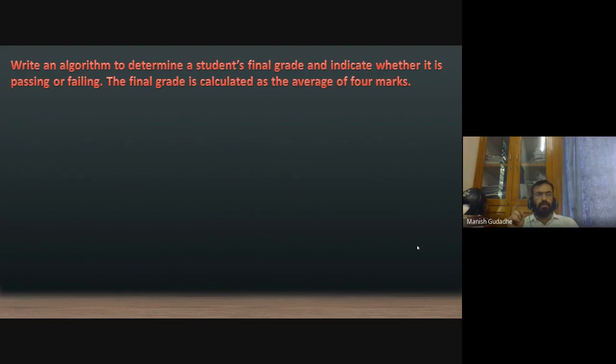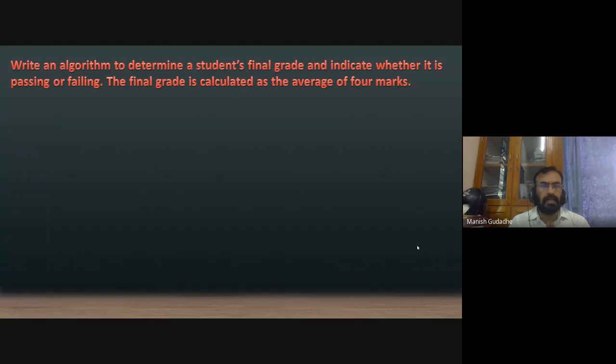We'll try to go for one more algorithm, but here we'll not have two different processes. Here we'll see how we can generate a pseudocode algorithm and a flowchart. Write an algorithm to determine students' final grade and indicate whether it is passing or failing. If you are facing some doubt, please post it in the chat box so that I can answer then and there.